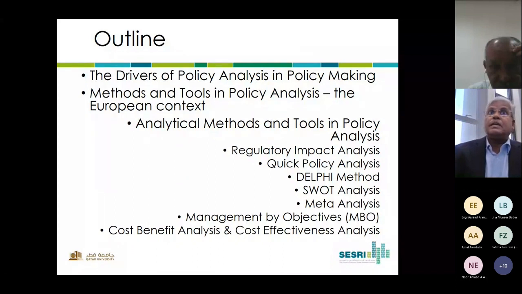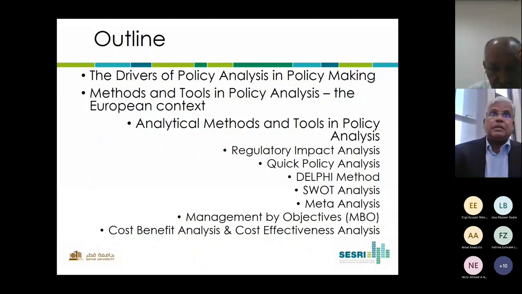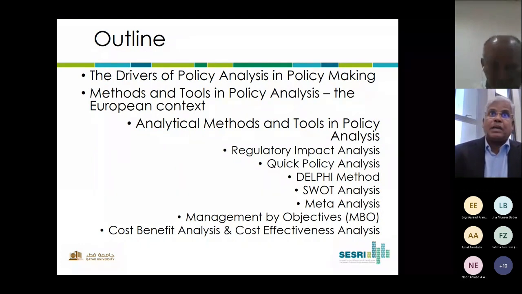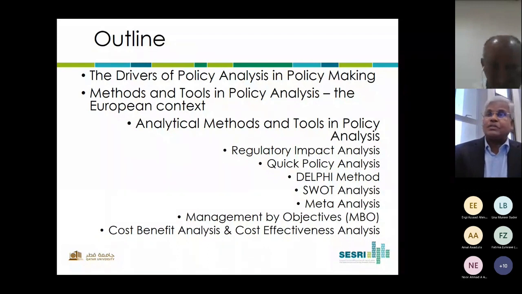The methods and tools in policy analysis in the European context. I'm starting with an example from the European context, then getting into the methods straight away. I think that would be very helpful. We have a large number of methods and tools in policy analysis. In this lecture, I will try to focus on more than half of the methods available. Of course, there are a large number of methods, but we will focus on the key methods of policy analysis.